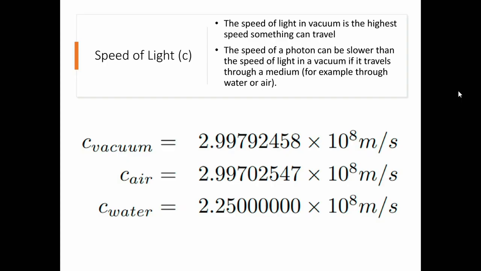And then if that photon went all the way through the atmosphere and then hits the ocean, once it enters the ocean, it slows down even more to now 2.25 times 10 to the 8 meters per second. So the fastest that the photon will ever travel is in a vacuum, and then through different types of material, the speed of light will change depending on that material.